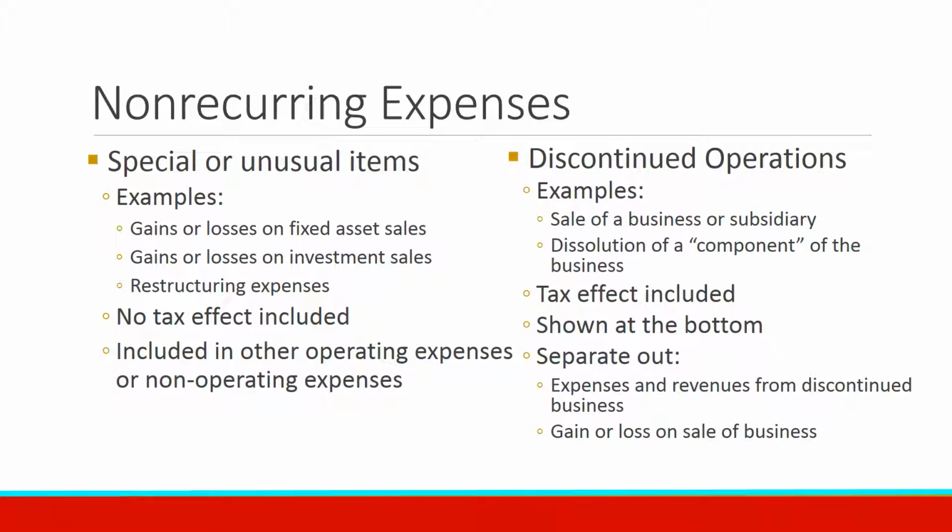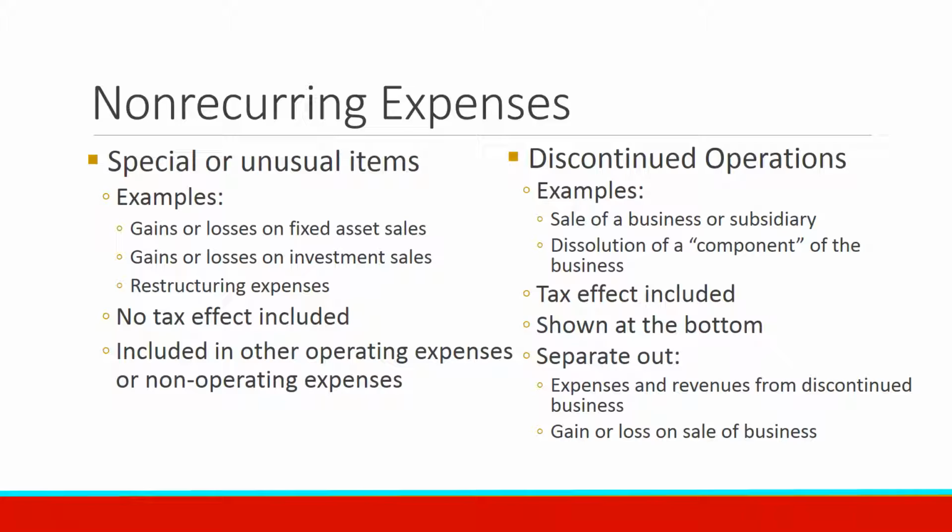In the case of a special or unusual item, you're going to display these amounts up in the main body of the income statement, generally in with other operating expenses. In the case of discontinued operations, we want to make sure the reader of the financial statement is aware that these operations will not continue. So we're going to pull them out separately and show them at the very bottom.